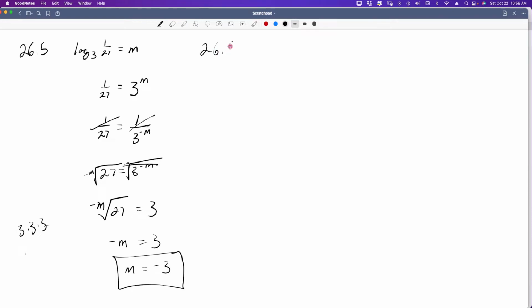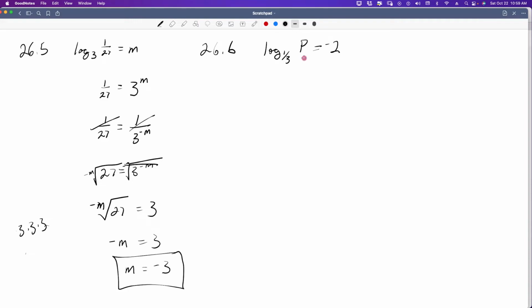26.6. Let's do one more. So we have the log base 1/3 of p equal to -2. So remember, on the first one that we solved, the base was the thing we solved for. And then again on the second one, the base was the thing we solved for. Now on this one, we solved for the exponent. Now we're solving for the number.